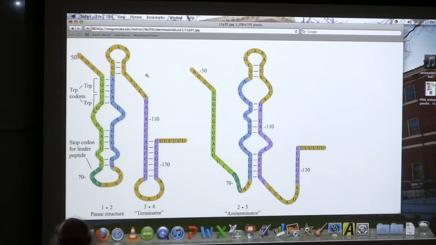Is there something analogous in eukaryotes? There's not something analogous to this in eukaryotes because translation occurs in the cytoplasm and transcription occurs in the nucleus. So no. Eukaryotes have a ton of regulatory schemes as well, and some of them are really cool, but we're not going to go into it here.